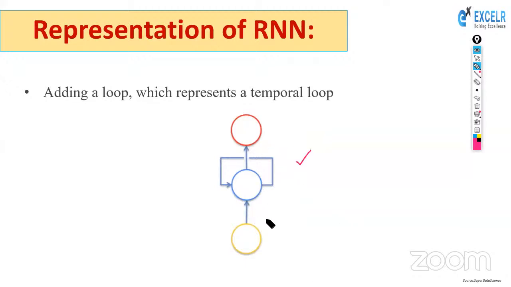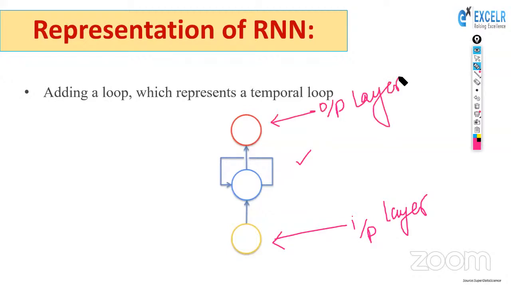Now, in this architecture, what you need to remember is the bottommost layer is the input layer. This one is the input layer. The topmost layer is the output layer. And in between, we have a hidden layer. And this is not only a single node, we have a number of nodes present at each and every layer.